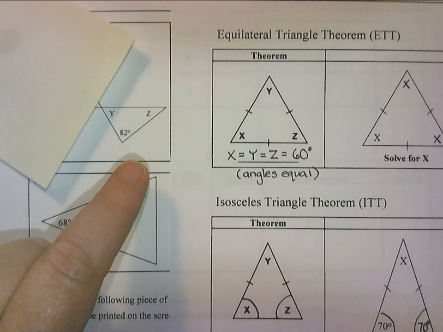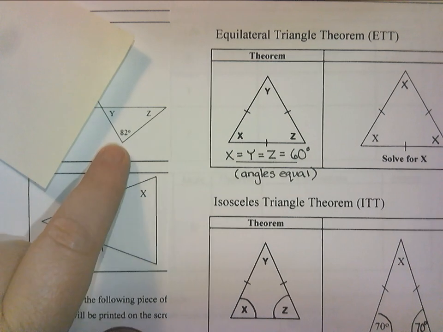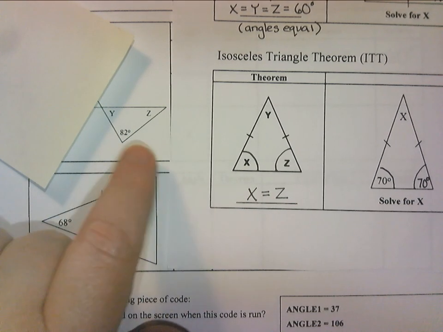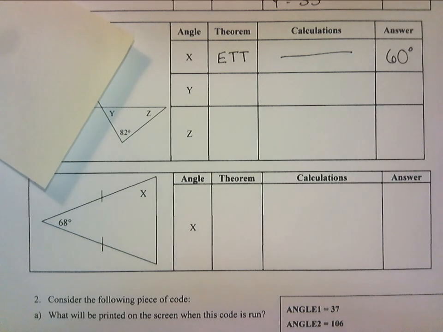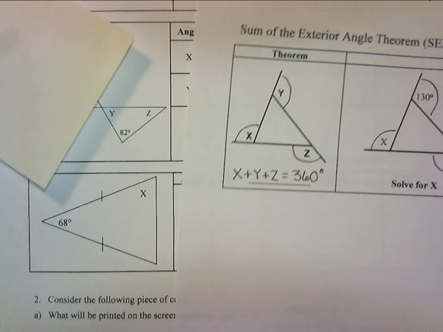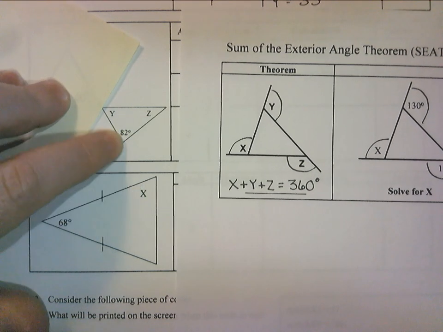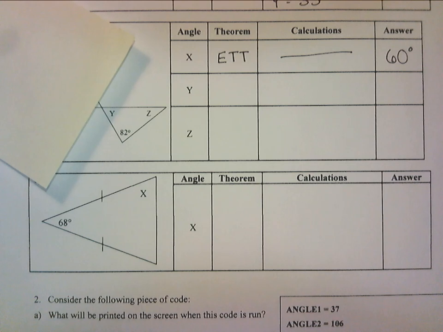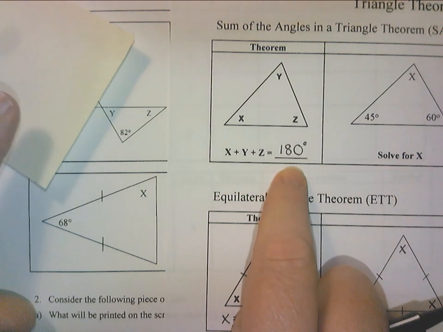This is not equilateral. It does not have any tick marks to show that the sides are all equal. It is also not isosceles because it does not have any tick marks to show that they're equal. And it is not our exterior angles because I don't have the sides extended and none of those angles are on the outside. So the one that seemed most likely was this one, that my angles add to 180 degrees.